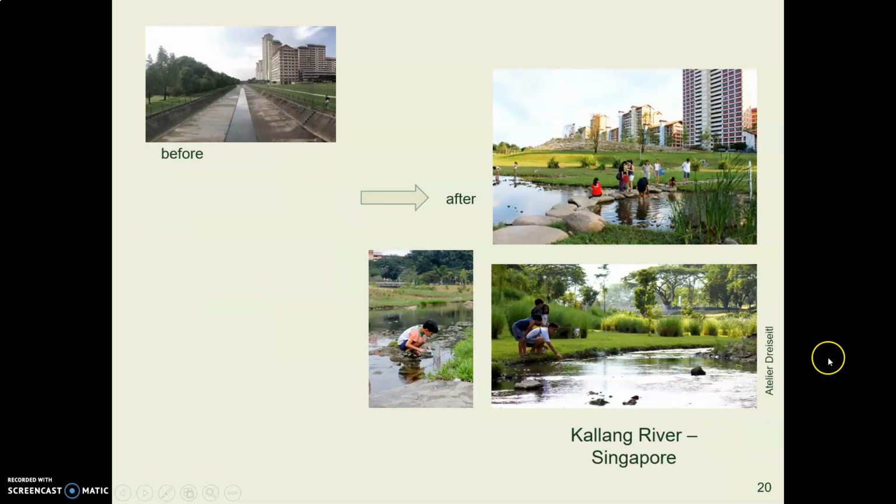Here's another one I think we've seen before, the Kallang River in Singapore. This is Bishan Park, that has been converted from a concrete drainage channel to a beautiful park full of wildlife.